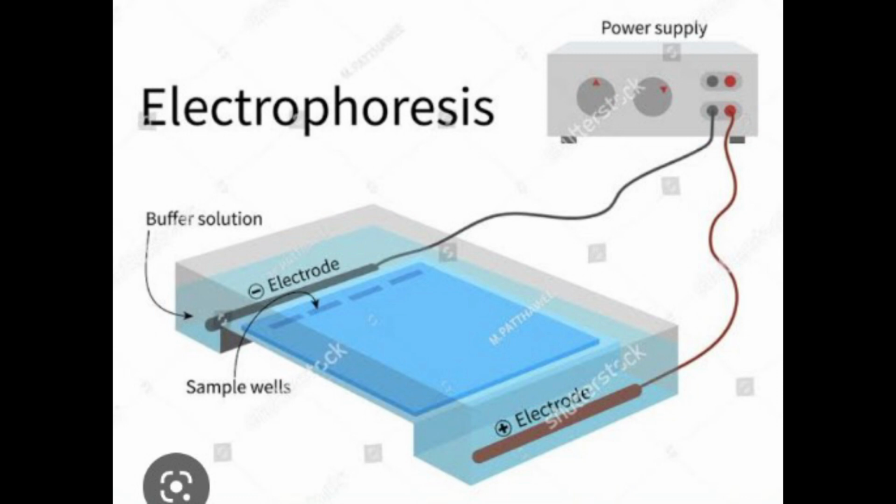Sample application: a small filter paper strip soaked in the serum sample is kept on the slide, perpendicular to the length of the slide, close towards the cathode, and the chamber is closed. Slide projection and wick connections: the slide is kept in the chamber and connected to the buffer by means of filter paper strips, as shown in the figure.